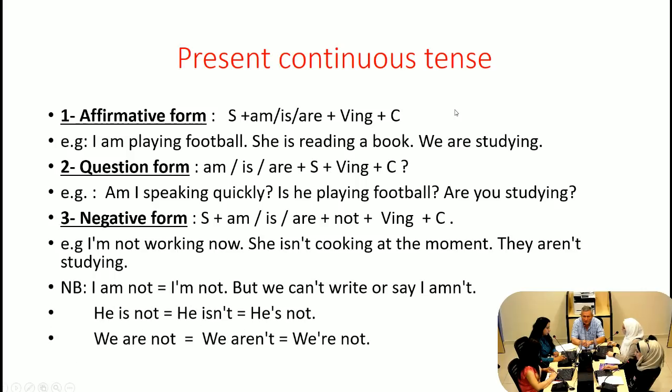Next, Ms. Samahir, please. The only way we can contract I am not is I'm not. We cannot say I amn't. He is not can be either he isn't or he's not. Two ways. We are not can be we aren't or we're not.